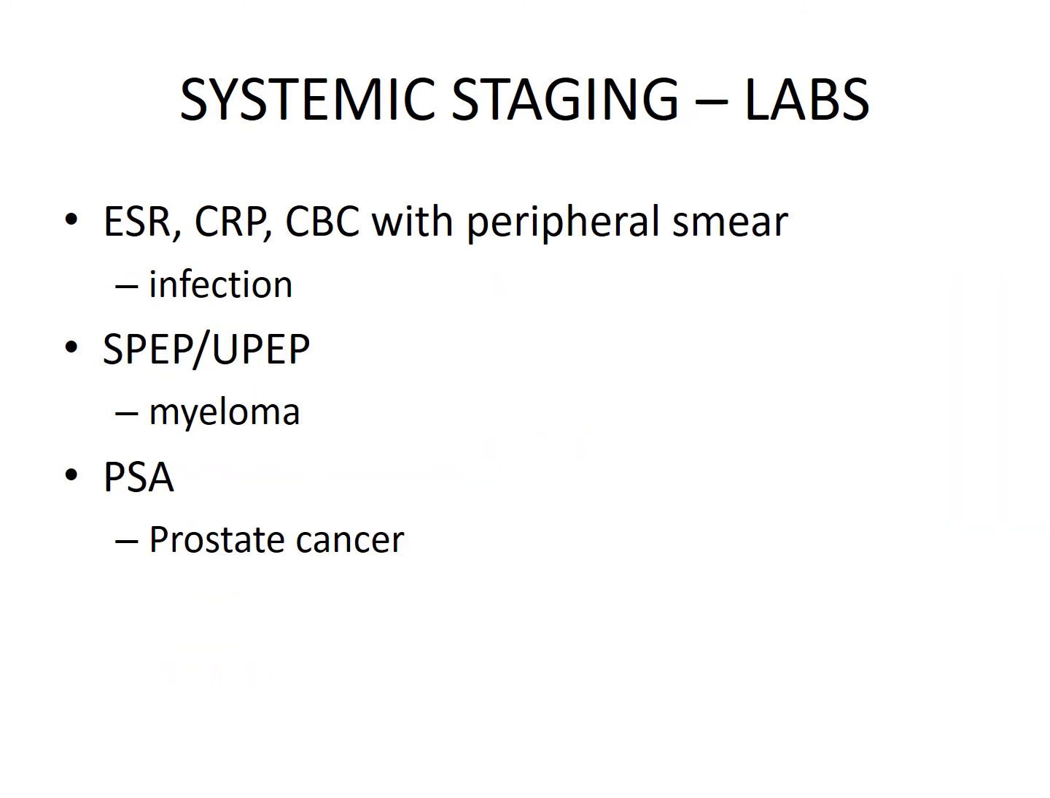Labs that may be helpful for orthopedic surgeons in evaluating bone or soft tissue lesions. A CBC, SED rate, and C-reactive protein are helpful for evaluating infections. Serum protein or urine protein electrophoresis evaluate myeloma, and you're looking for a gamma monoclonal gammopathy, IgG or IgA most common. And then a PSA may or may not help in detecting prostate cancer.